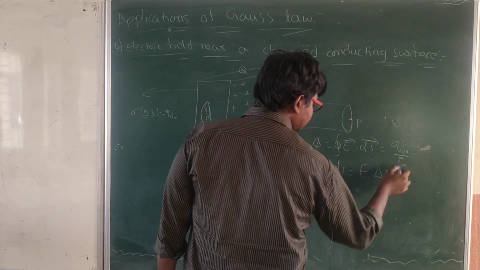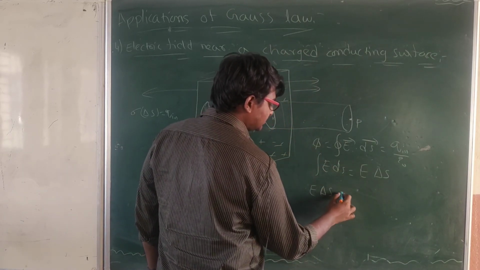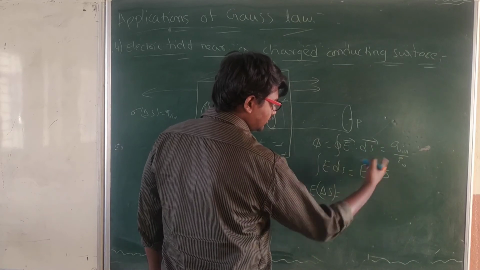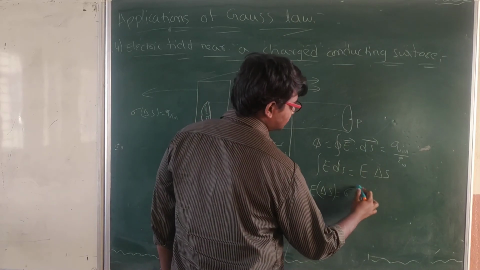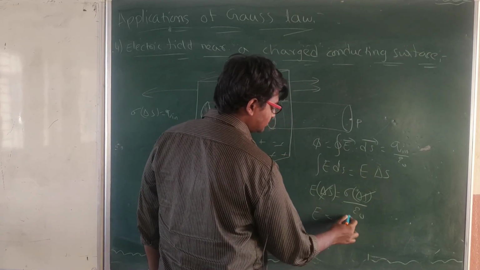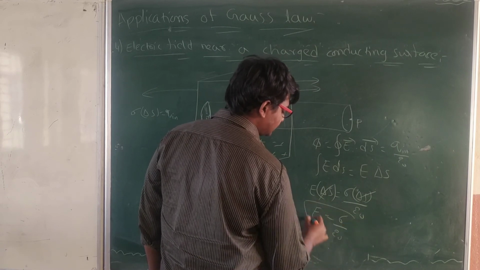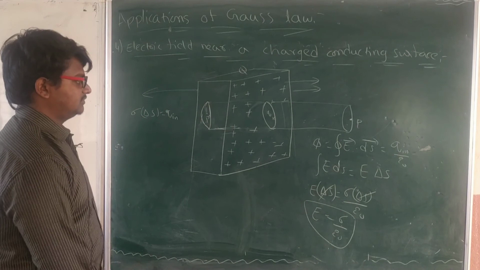Fine. And now substituting in this equation, E delta s is equal to q in by epsilon naught. What is q in? Sigma delta s by epsilon naught. Delta s and delta s get cancelled. E is equal to sigma by epsilon naught simply. That's it. E equals sigma by epsilon naught.